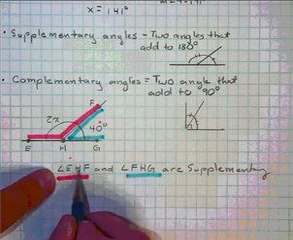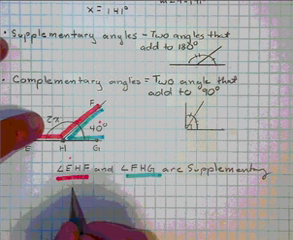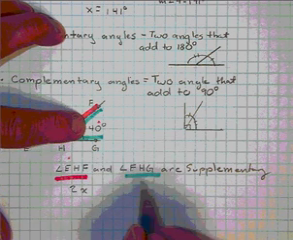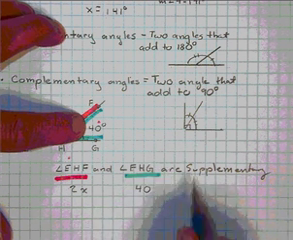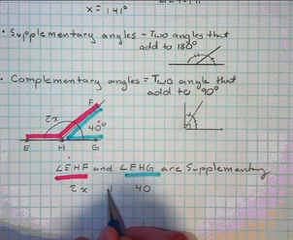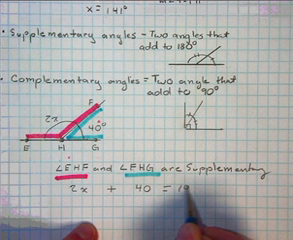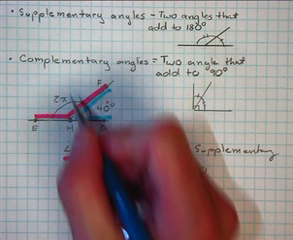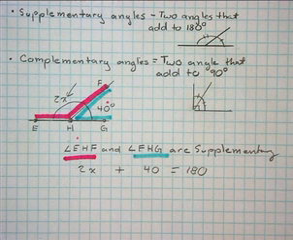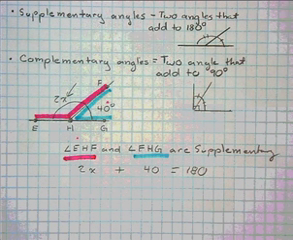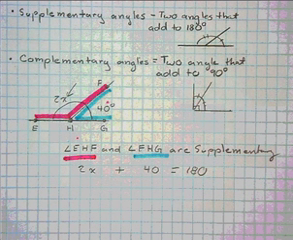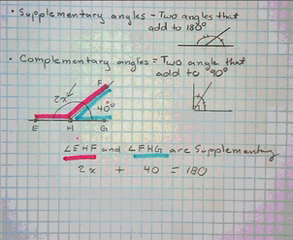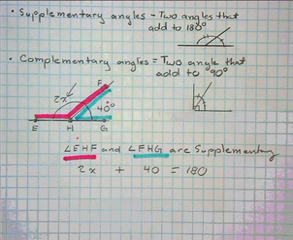So angle EHF is 2x. FHG is 40 degrees. And they're supplementary, so they add together to equal 180 degrees. We have to solve for that variable. We have to isolate x, get x by itself. So now we're building on what we did a few weeks ago when we were looking at algebraic expressions and algebraic equations, where we had to solve for variables.